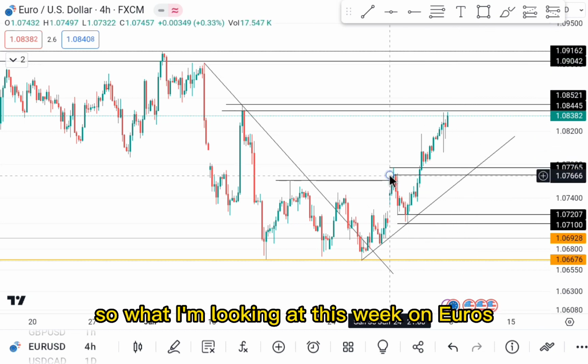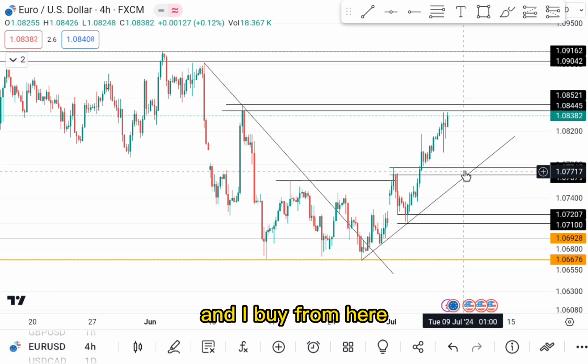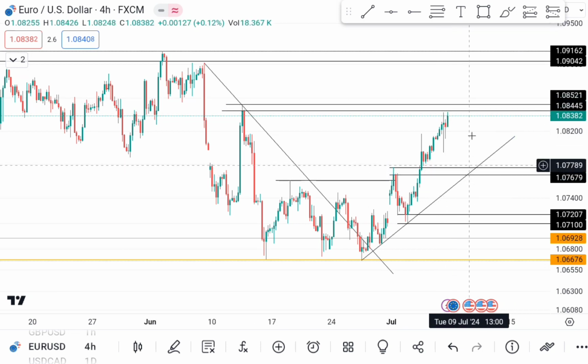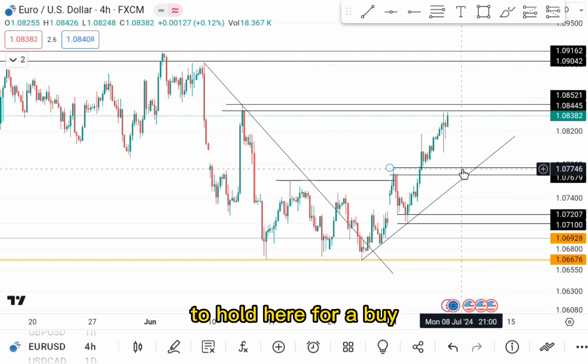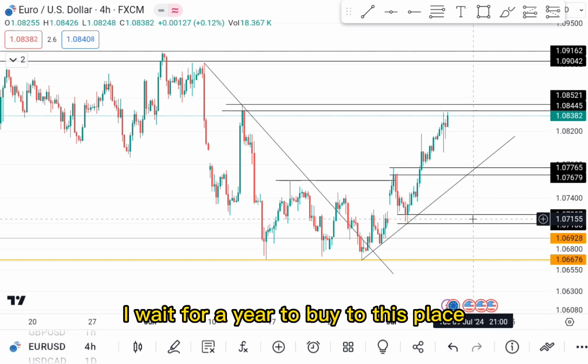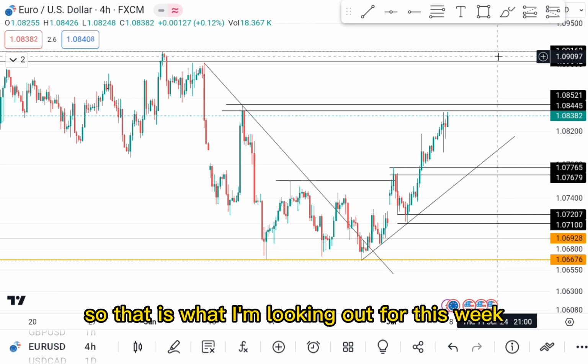So what I'm looking at this week on EURUSD is a sell from here to this place, then I buy from here to this place and to this place. And if the price fails to hold here for a buy, I wait for it here to buy to this place and to this place and to this place. So that is what I'm looking out for this week.